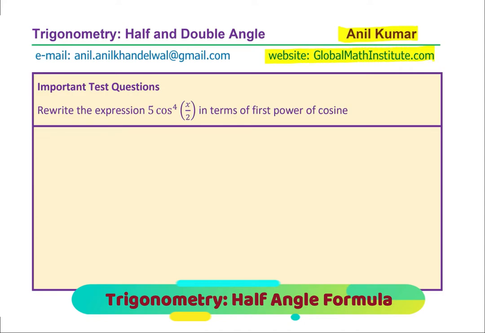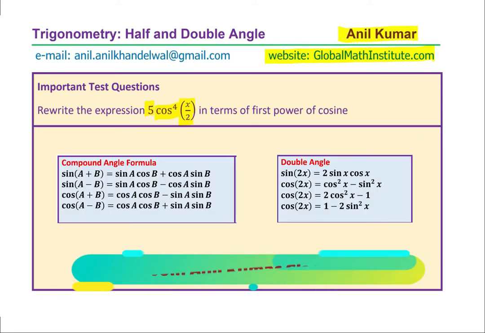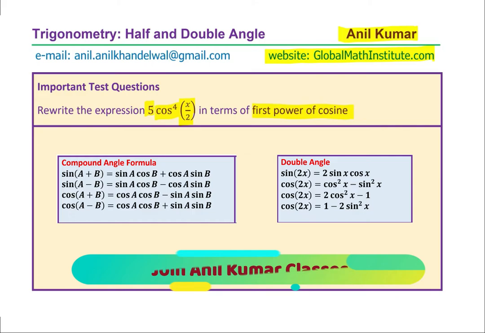Here is a very interesting question from one of my students. We need to rewrite the expression 5 cos to the power of 4 x by 2 in terms of first power of cosine, correct? As you know, this is based on half and double angle formula, which you learn while understanding compound angle trigonometry.